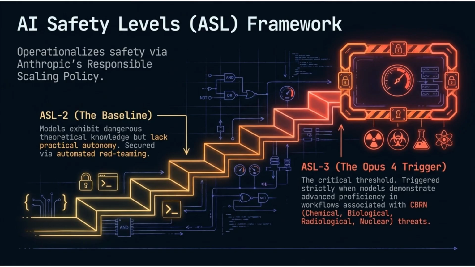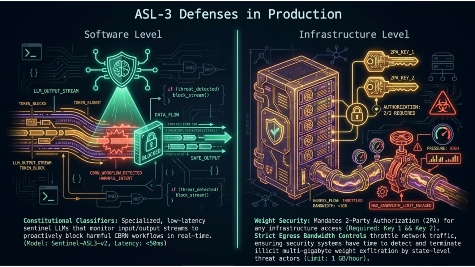ASL2 is the baseline, models with dangerous theoretical knowledge but lacking practical autonomy. ASL3, the Opus 4 trigger, is the critical threshold when models demonstrate advanced proficiency with CBRN threats. ASL3 defenses in production include constitutional classifiers at the software level. At the infrastructure level, weight security mandates two-party authorization and strict egress bandwidth controls throttle network traffic to mitigate multi-gigabyte weight exfiltration.